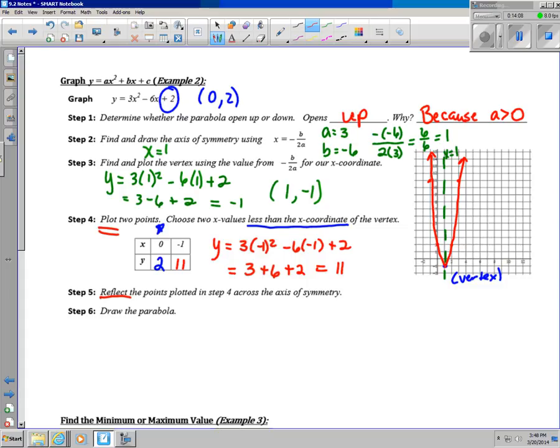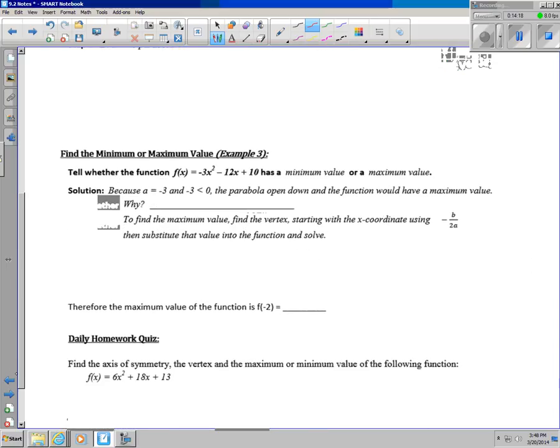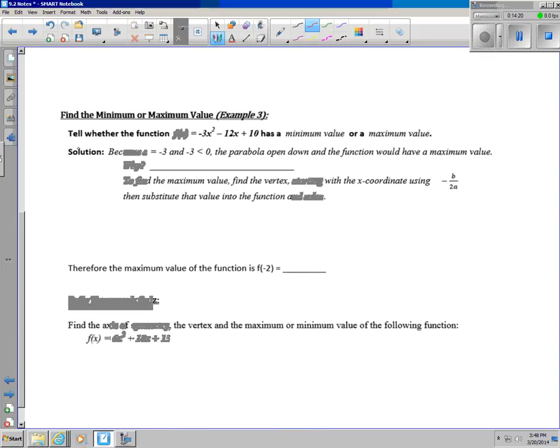I don't have a guided practice for this one because we're just going to practice these in class tomorrow or in class on Monday. So let's go ahead and scroll down to the next example. We have one more example, example 3. It doesn't involve graphing. It's called finding the minimum or maximum value, and it's fairly easy. It says tell whether the function f of x equals negative 3x squared minus 12x plus 10 has a minimum value or a maximum value. And then we're going to find it.